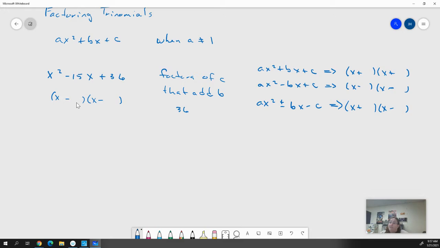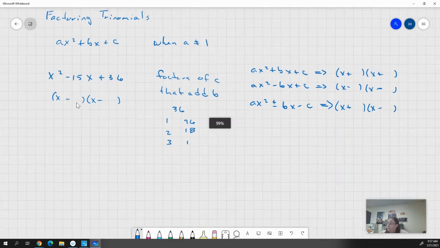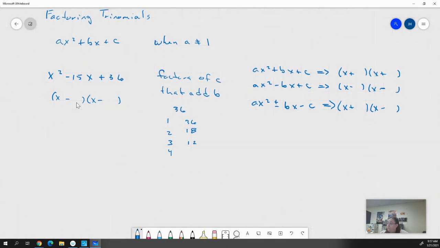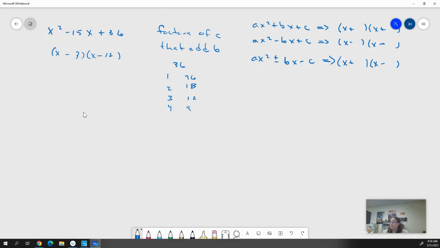And we would take all of our factors of 36, right, which are 1 and 36, 2 and 18, 3 and 12, right, 4 and 9. 3 and 12 add to 15, which is our center, and so we would use 3 and 12, right? This is what we've been doing. This is all last week's stuff. It's old news. But what if my a didn't equal 1?